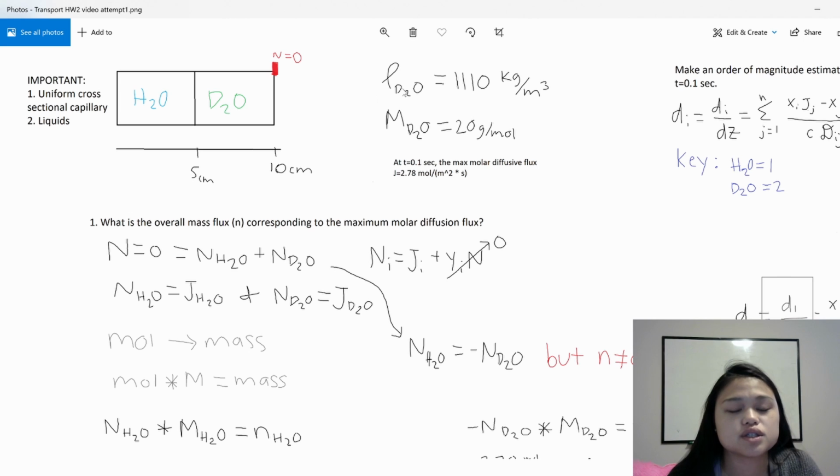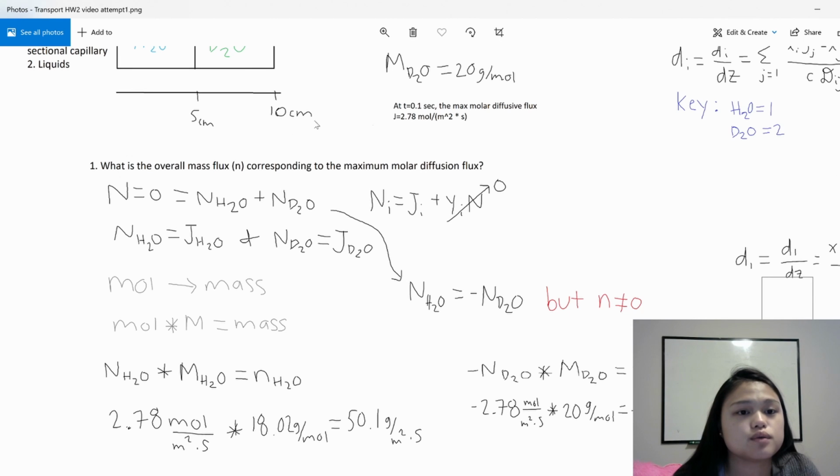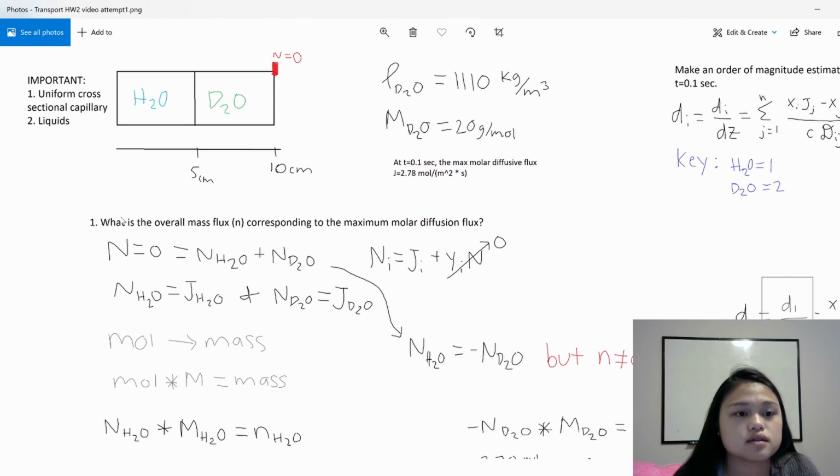So the mass concentration for deuterium oxide is 1,110 kilograms per meters cubed, and the molecular weight for it is 20 grams per mole. And at a time of 0.1 seconds, the max molar diffusive flux is going to equal 2.78. So right now we want to look at the first question, which is, what is the overall mass flux corresponding to the maximum molar diffusion flux?